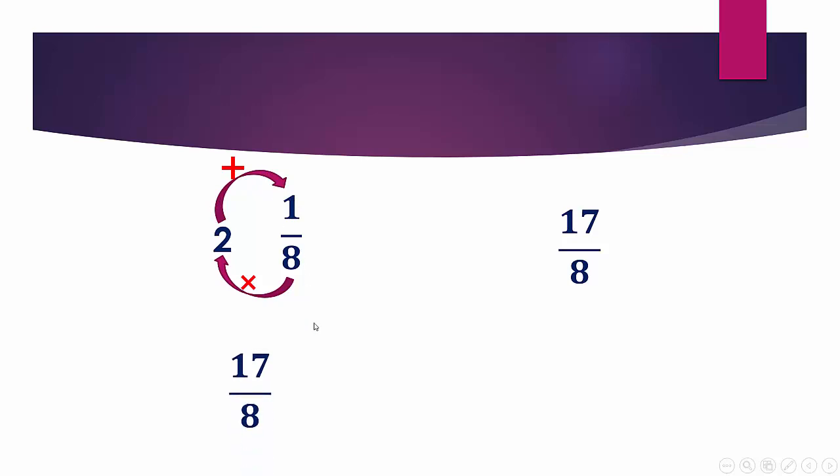Next, I have 2 and 1 over 8 and here 17 over 8, teacher. Here I have a mixed number. I have to convert the mixed number into a fraction, an improper fraction. Okay, teacher, how can I make it? I will take 2 times 8 equals 16. Then 16 plus 1 equals 17. So again, 2 times 8 equals 16, then 16 plus 1 equals 17 over 8. And here I have 17 over 8. They are equal, teacher.